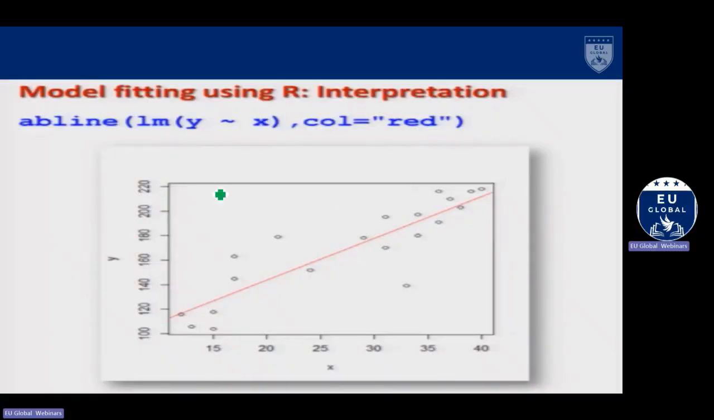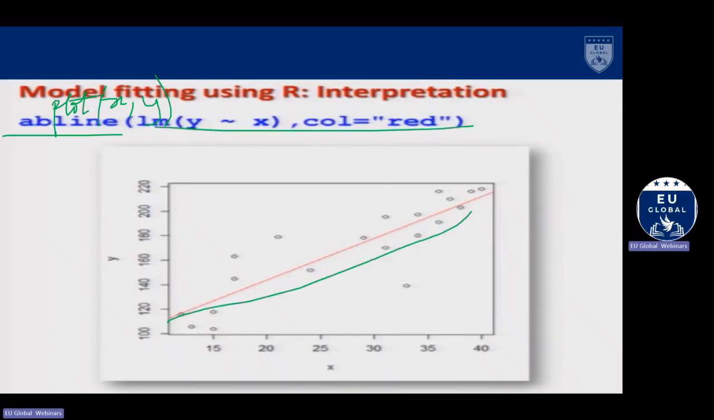This is a scatter plot. So first of all, you have to use a plot. You have to use the function plot(x, y), and then your plot will be created. Then you will use abline, and then you will give this value, and then your fitted line will be formed, right?